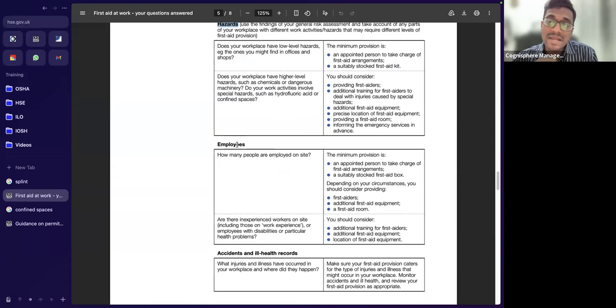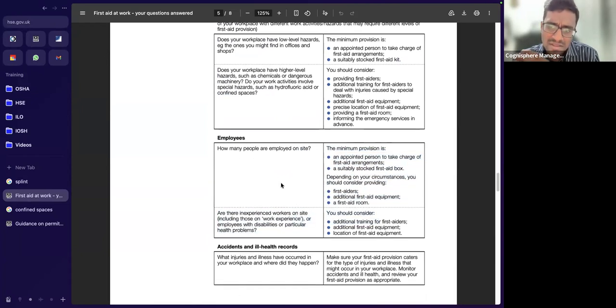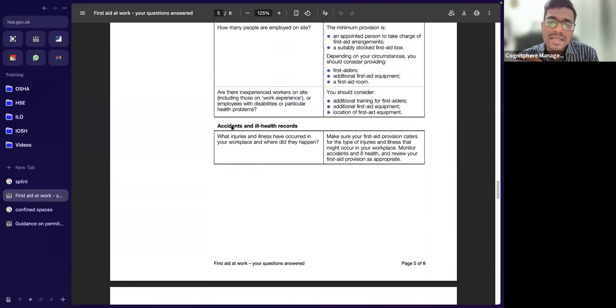Likewise, the next factor is employees. Again, depending on the number of employees, your arrangements will vary. Then third is accidents and ill health records. Again, depending on your accident record, for example, if in your workplace the accident rate is very low, in that case you may consider having a minimal provision. But if your accident rates are very high, you increase the provision.